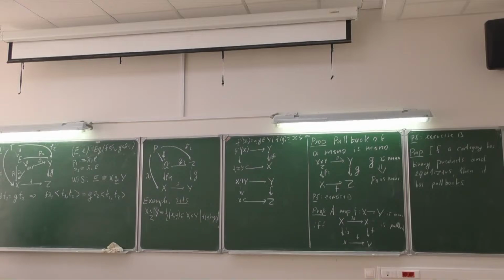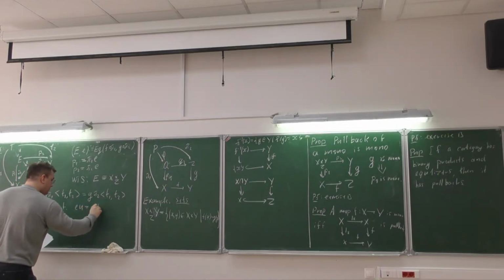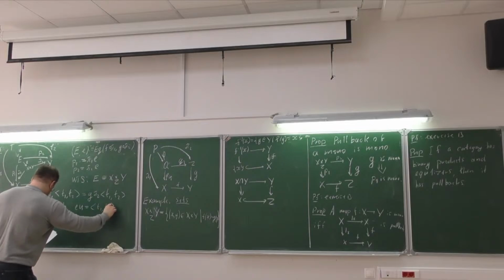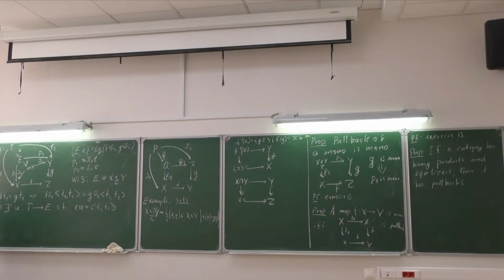Okay, now using that we have equalizers, I can say that there is a unique map U from T to E such that e composed with U is precisely this map T1, T2. Right? So for this implication, I'm using that I have an equalizer.